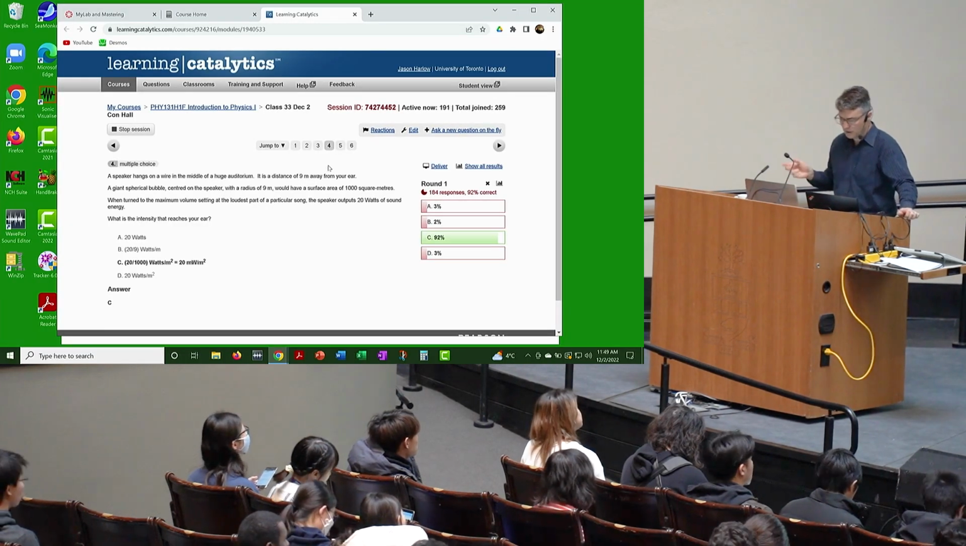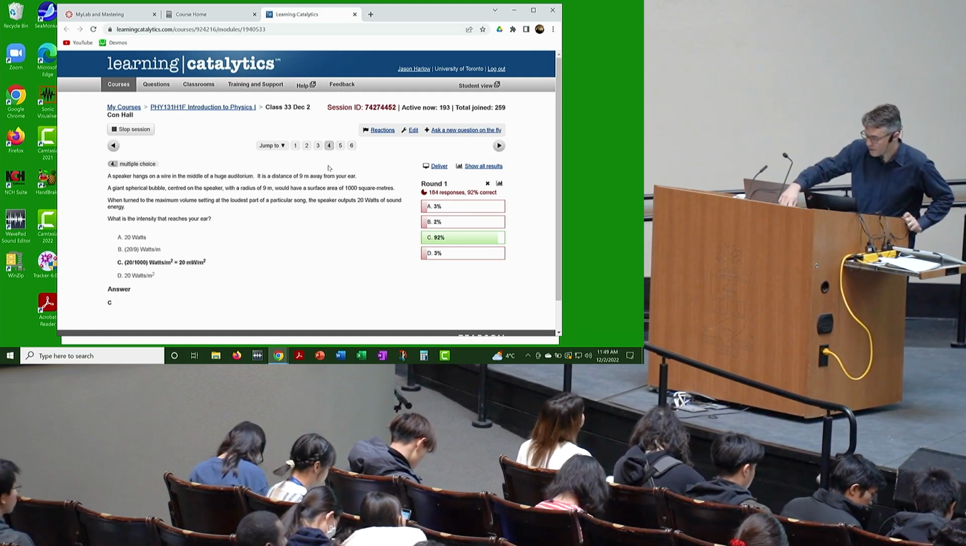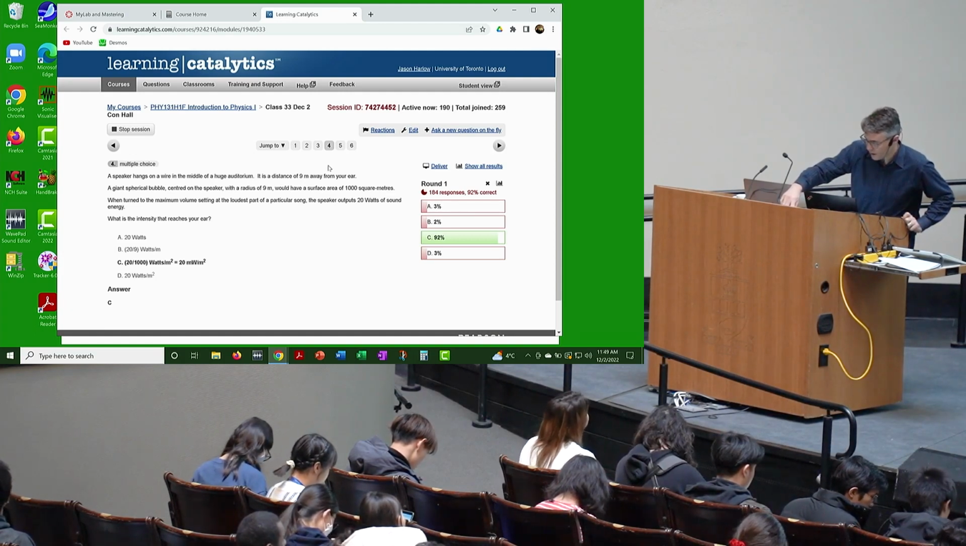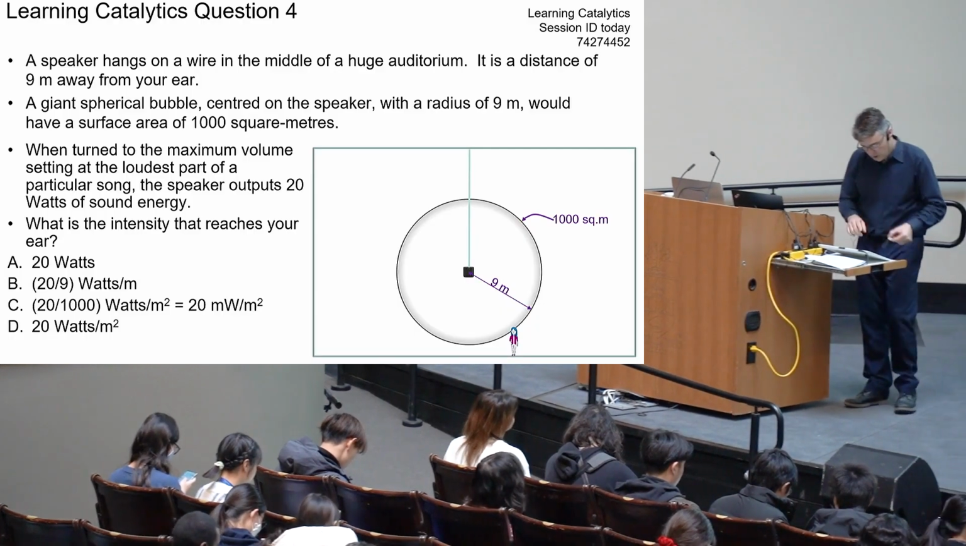I was looking for 20 thousandths, right? Because you divide by 1,000 meters. Another way of saying it is 20 milliwatts per meter squared.